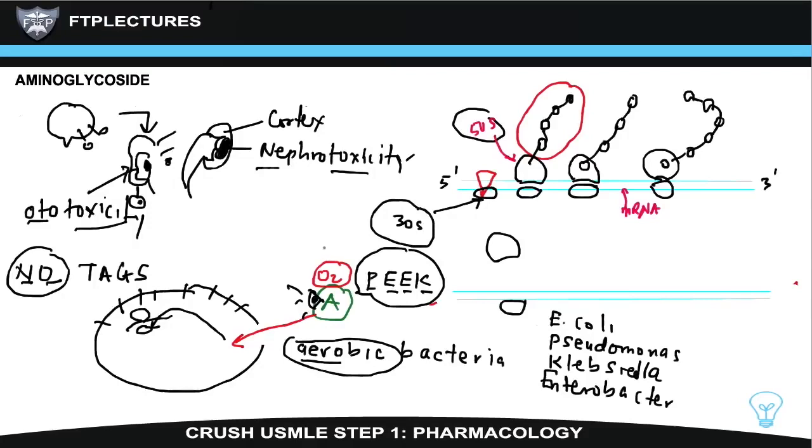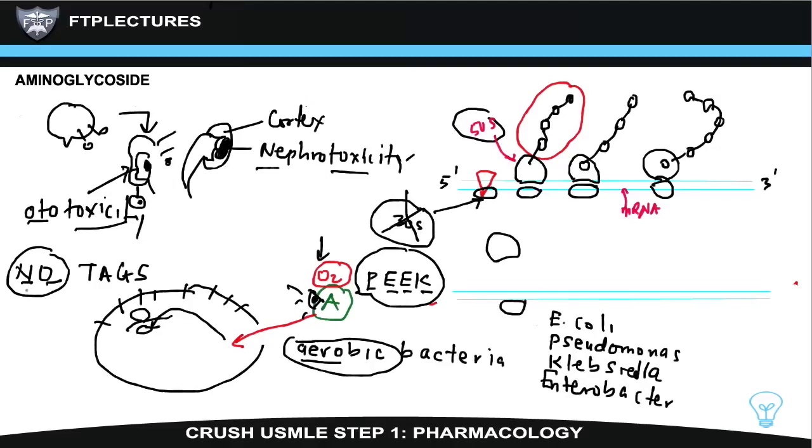So let's have a quick review. So what do we need to know about aminoglycosides again? Number one, all right, you have to know that they are oxygen dependent, okay? Oxygen dependent medication. Mechanism of action, they knock out the 30S by preventing the initiation complex, all right? And they prevent translocation, which means no protein synthesis, and the bacteria is going to die because it has no protein, all right?